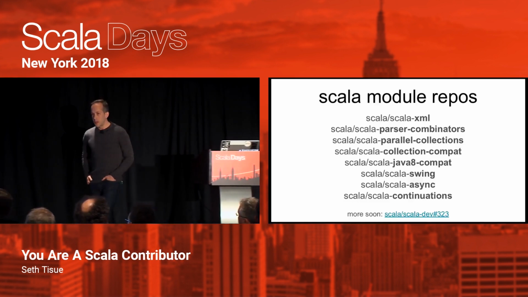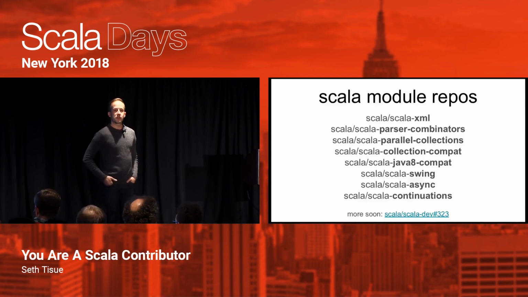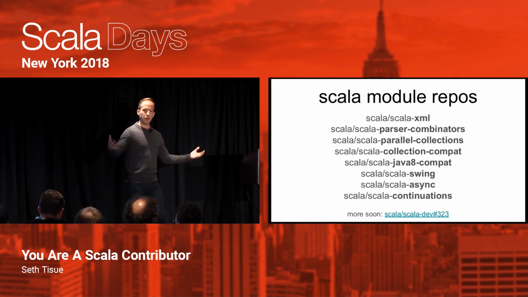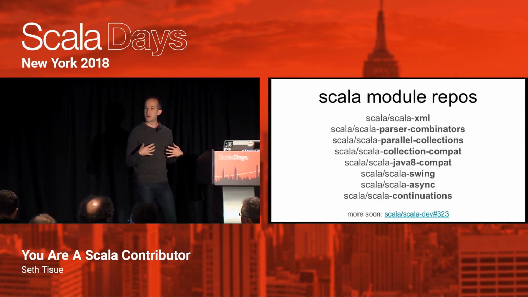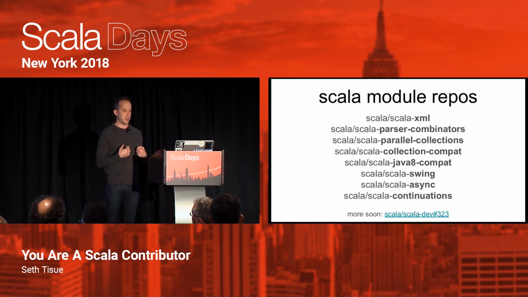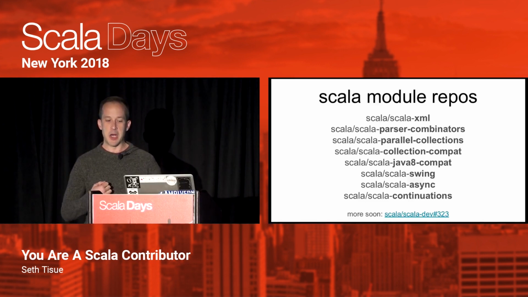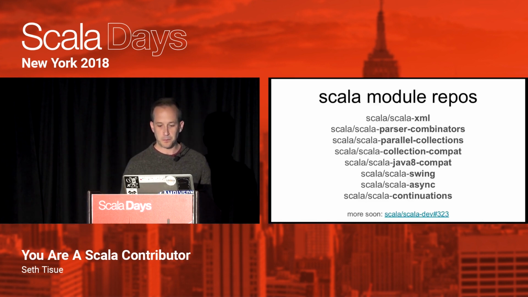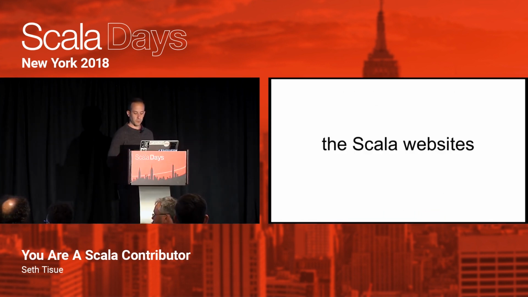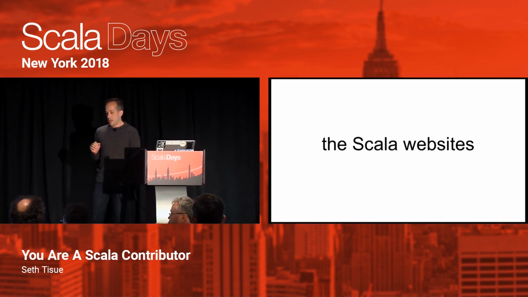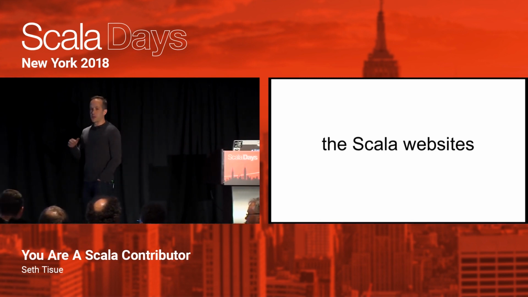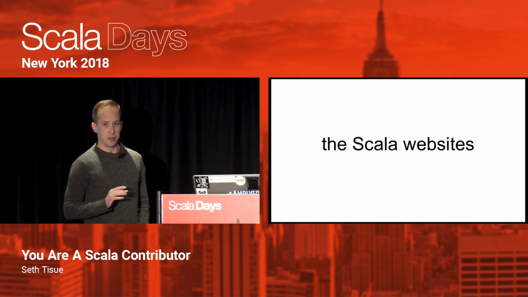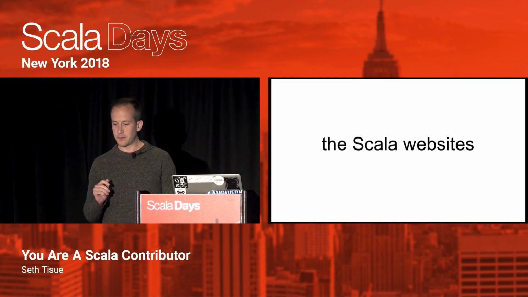Also under the Scala organization are all of the Scala modules. So these are libraries that are separate from the standard library, but kind of still closely associated with the Scala effort. XML, parser combinators, parallel collections are some of the more popular ones. There's a bunch of other repos under the Scala org, but they're much less often of concern.